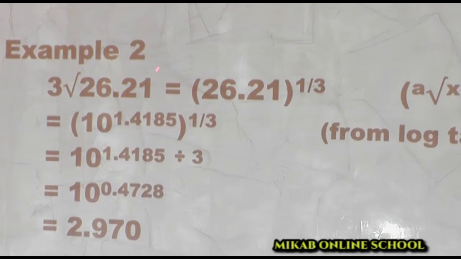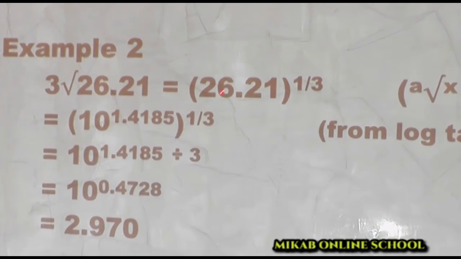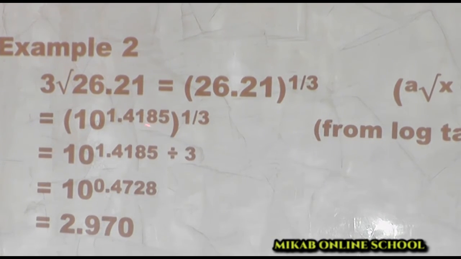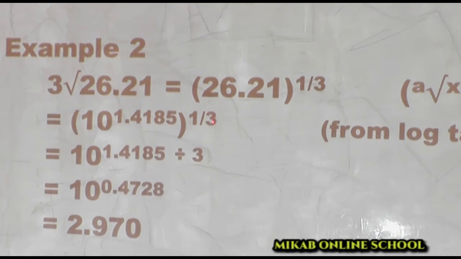It's the same thing as saying 26.21 raised to the power of 1 over 3. Now we're going to deal with this first, then we consider what is the power we have outside. So this means 10 raised to the power of, we're going to find the logarithm of this number from the log table. We check for 26 under 2 and a difference of 1. So 26 under 2 difference 1 is going to give 0.4185. And from here we will get the characteristics to be 1.